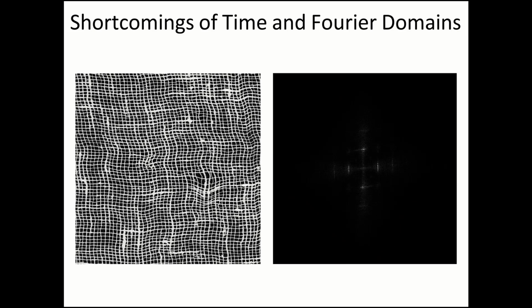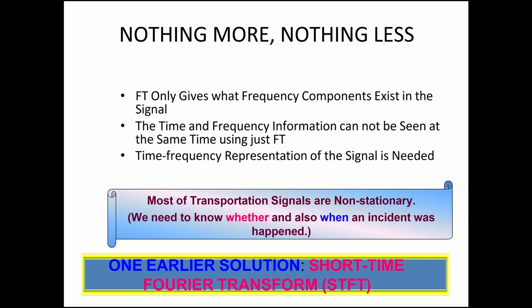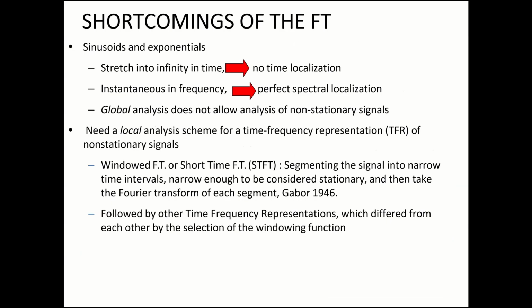Because in images, you have details that are changing. The Fourier transform only gives the frequency components in the whole signal. The time and frequency information cannot be seen at the same time using the Fourier transform. And the solution is time-frequency representation. In other words, the Fourier transform is stretched into infinity in time: no time localization, no knowing which frequency is present at which time.